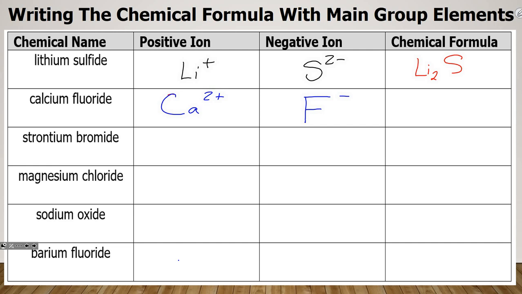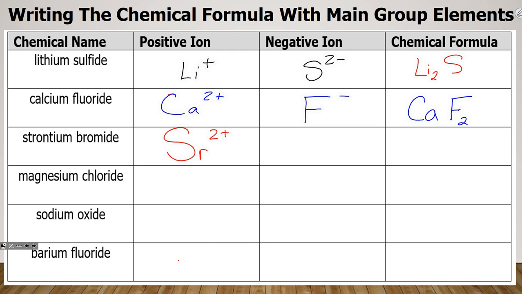So how many of each do I need? How many calciums do I need? Just 1, right? How many fluorines do I need to balance out the calciums? 2. So I'm going to put a capital F and a subscript 2. Okay, let's go on to the next one, strontium. Strontium is a capital S, lowercase r. What charge is it going to be? It's in the second column, so it's going to be a plus 2.